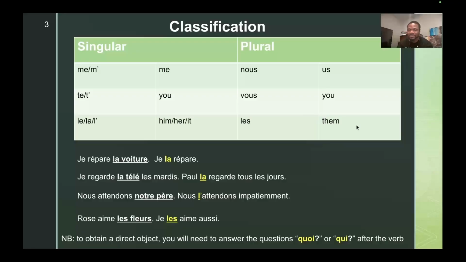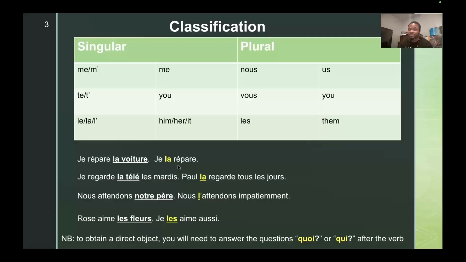Now let's look at some examples quickly and see what it gives us. We have an example like je répare la voiture. I'm repairing the car. Je la répare. I'm repairing it. Here, la voiture, which is feminine and third person, is replaced by la. And then it is placed before the verb. The verb is répare. So la is placed right here before the verb. So we have je la répare.